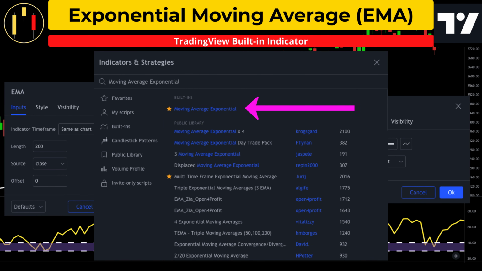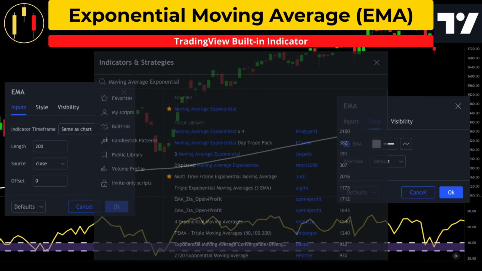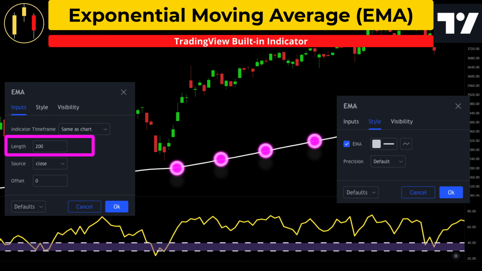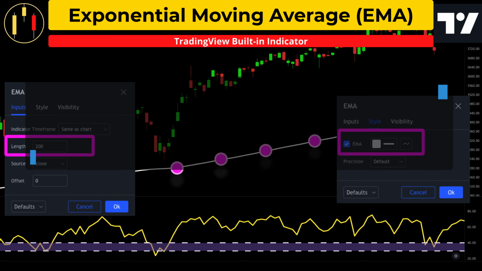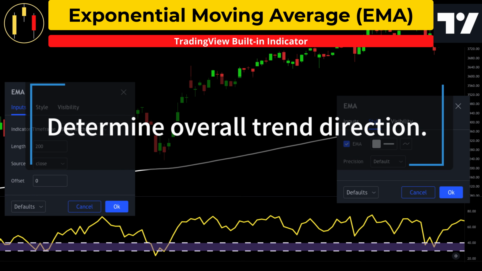The first indicator is the exponential moving average, or EMA. The length is set to 200 and I'm going to color it in white. In this trading system, the 200 EMA will be used to determine overall trend direction.